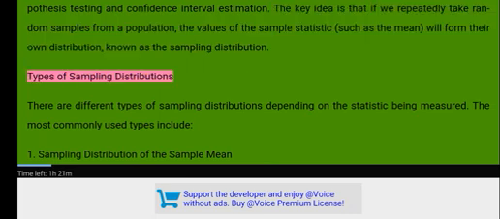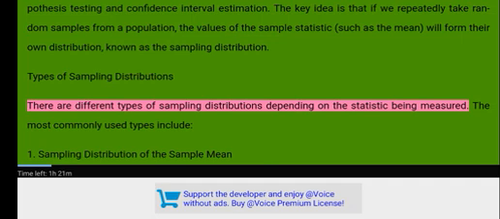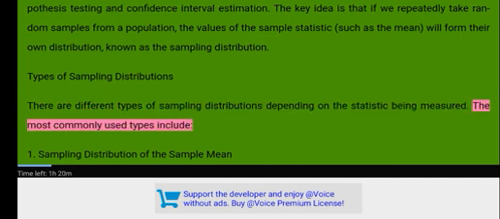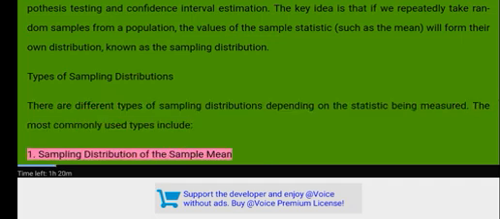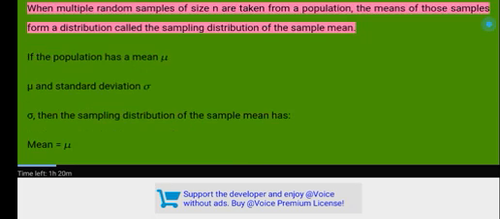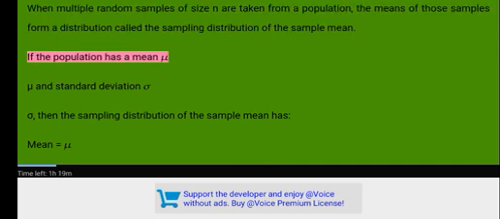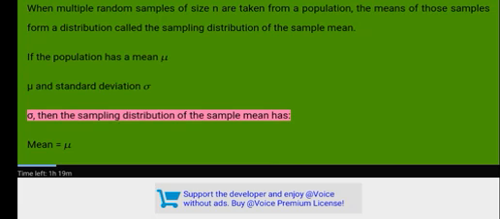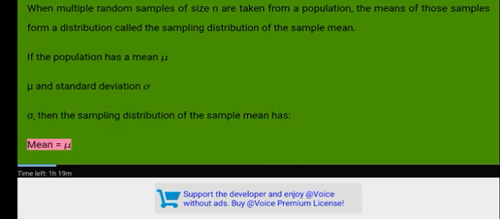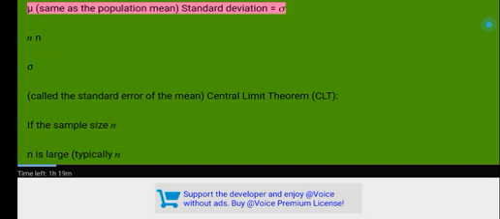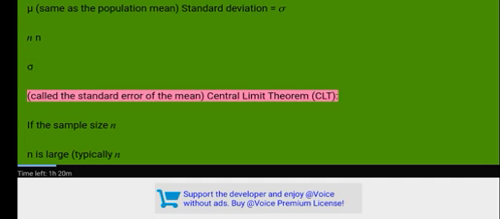Types of sampling distributions. There are different types of sampling distributions depending on the statistic being measured. The most commonly used types include: 1. Sampling distribution of the sample mean. When multiple random samples of size n are taken from a population, the means of those samples form a distribution called the sampling distribution of the sample mean. If the population has a mean mu and standard deviation sigma, then the sampling distribution of the sample mean has mean equal to mu, the same as the population mean, and standard deviation equal to sigma over root n, called the standard error of the mean.